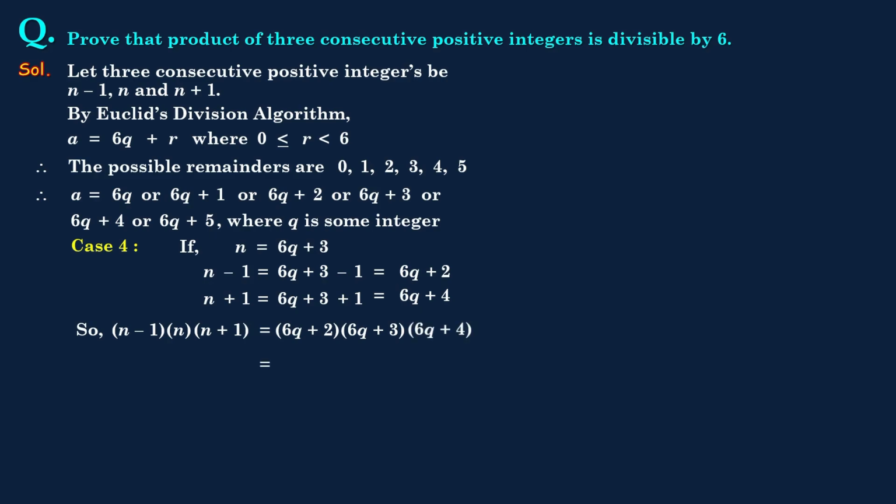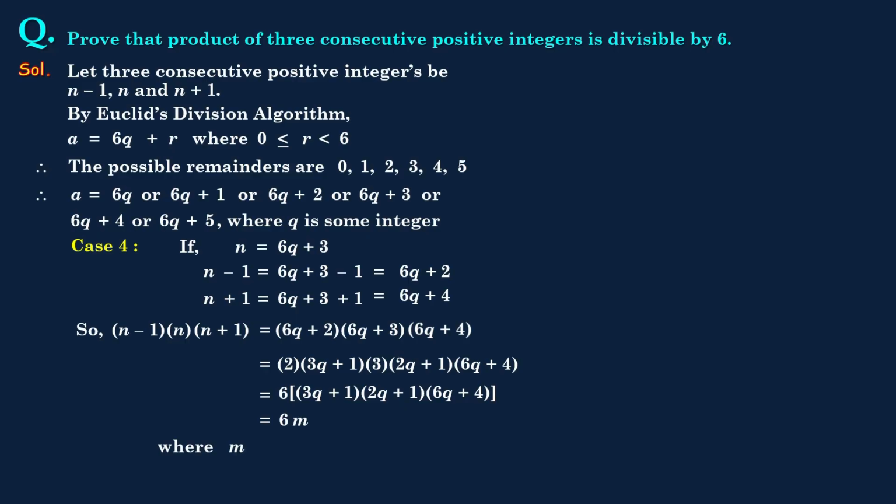Now from the first part, if we take 2 as common, then it will be 3q plus 1, and from the second one, if we take 3 as common, then it will be 2q plus 1, and the third part we will keep as it is. So if we combine 2 and 3, we will get 6. So 6 into, and everything now we will put inside another bracket. So it is also in the form of 6m, where m is the entire thing. So we can clearly see that it is also a multiple of 6. That means it is divisible by 6.